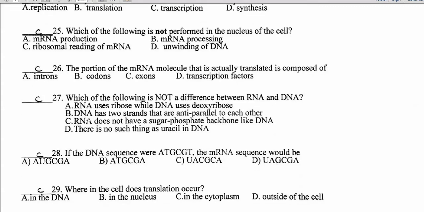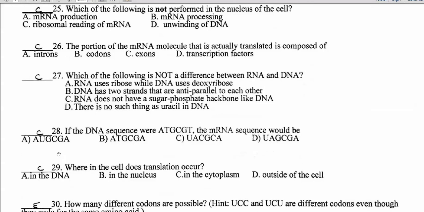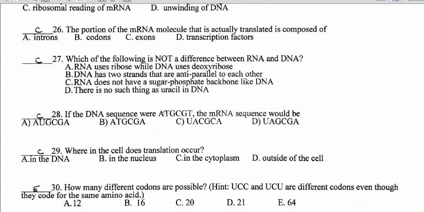27, RNA does have a sugar phosphate backbone. So this is not true. All the rest are differences. This is not a difference, if that makes sense. All right, so I want to find out what's complementary to this strand, and so that's C. You've got U, A, C, G, C, A.